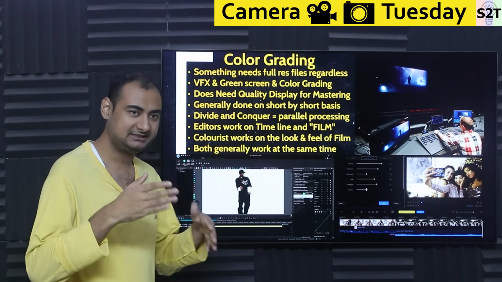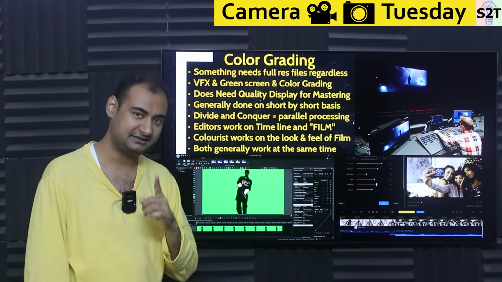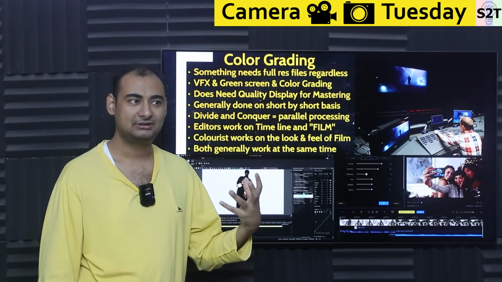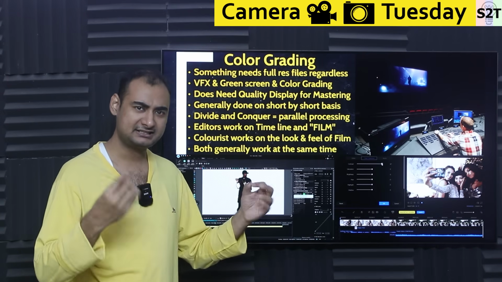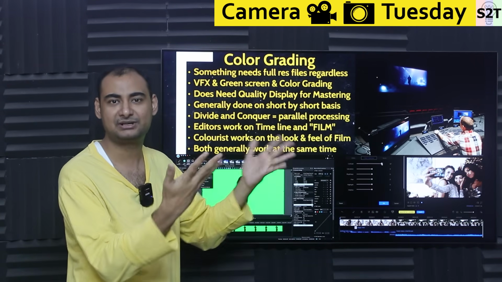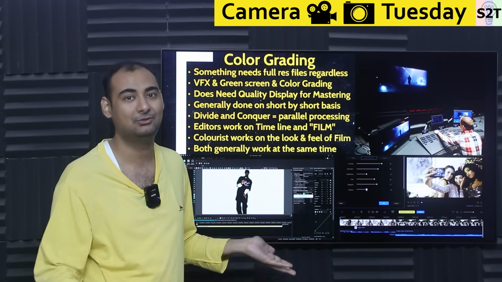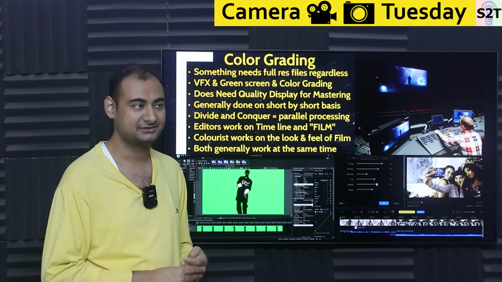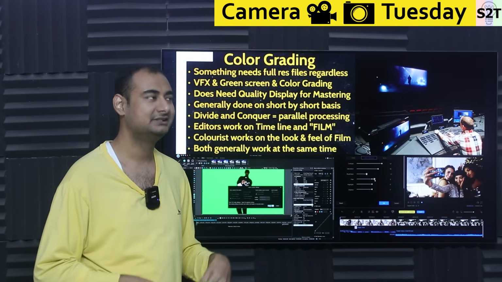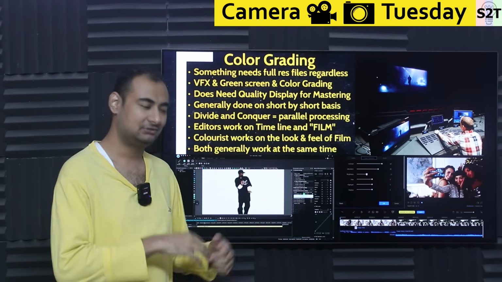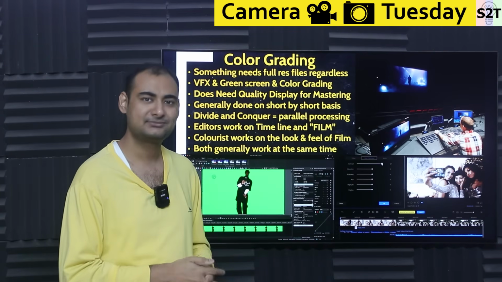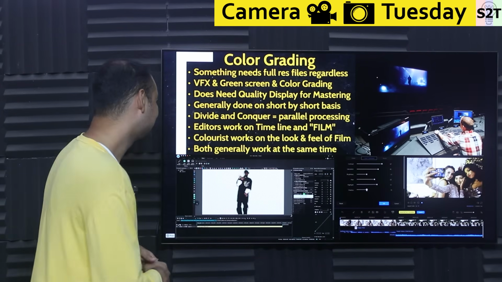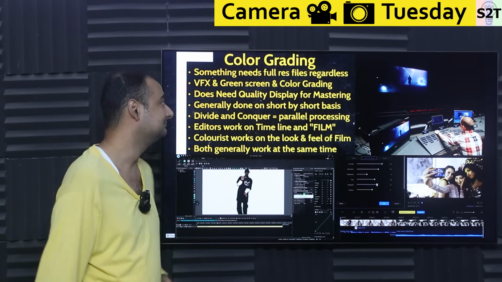Timeline, basically how the movie storytelling happens, that's the editor's job. And the colorist's job is how it looks. If you look at The Matrix, it's all green and has a different kind of tone to it. You look at a Matrix frame, you know it's a Matrix frame. How? Because of the colorist. You look at The Dark Knight Returns and it has a different kind of grunge to it. That's the colorist's job. You look at Zack Snyder's frames, they have that noise to them. Colorist's job. So both generally work at the same time.